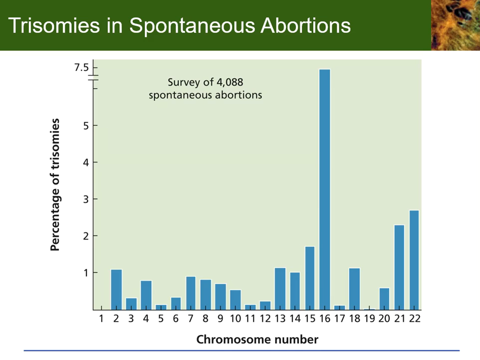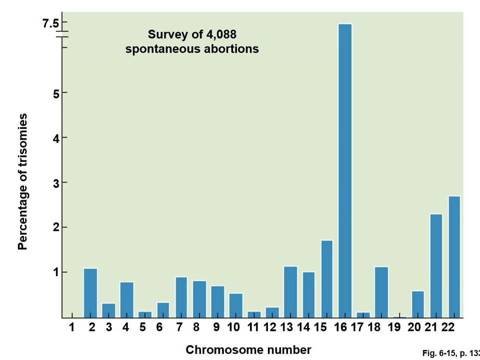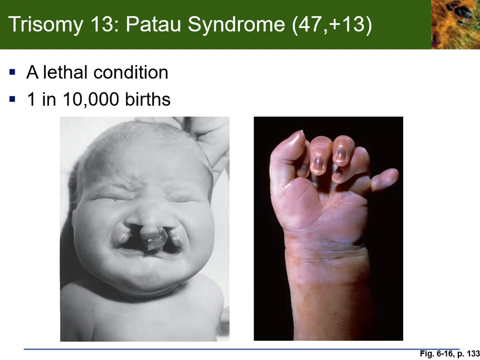Trisomies and spontaneous abortions. Out of a survey of 4,088 abortions, this is the percentage of trisomies based on chromosome number. So you can see a significant number based on chromosome 16. Trisomy 13 is Patau syndrome. You have 47 total chromosomes, with an extra number 13. It's a lethal condition that occurs in 1 in 10,000 births.